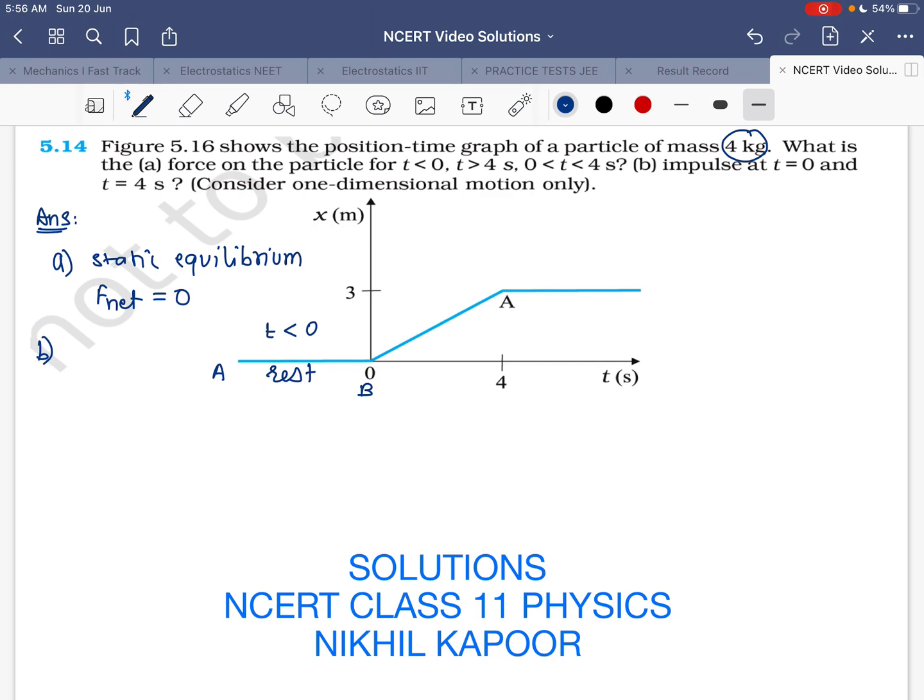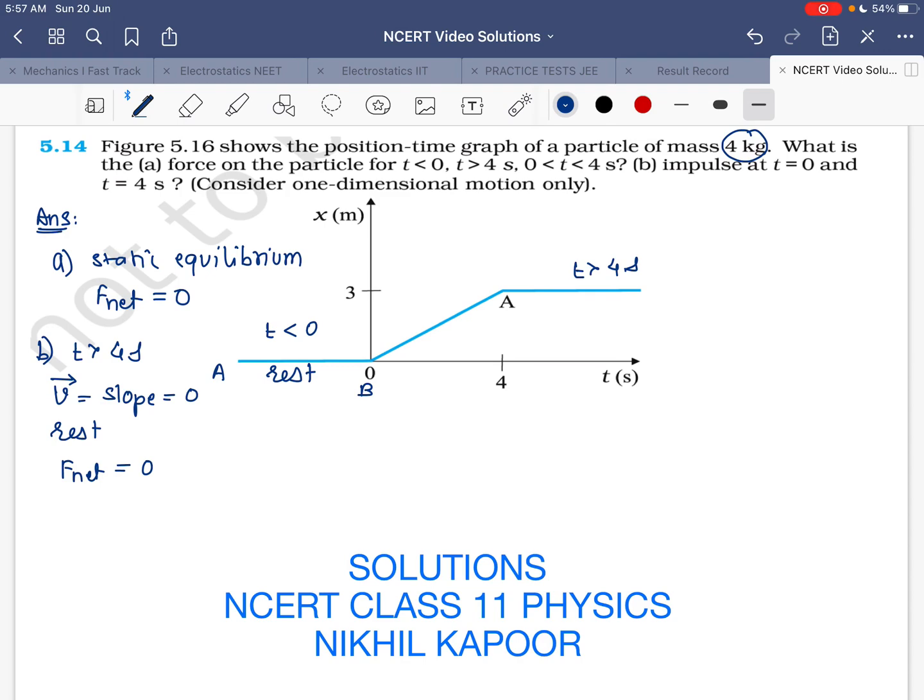Second, t greater than 4 second. Now this is the portion where t is greater than 4 second. Again you can see for t greater than 4 second, the velocity, that is the slope of the graph, is 0. Again the object is in a state of rest, so the net external force acting on the body is 0.